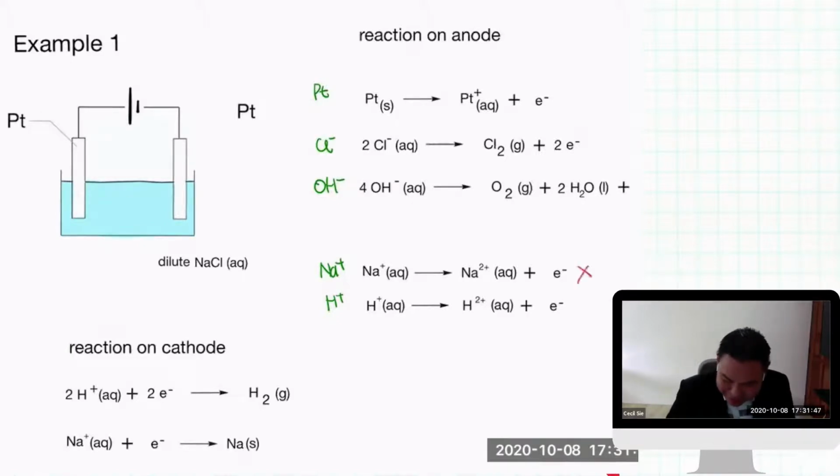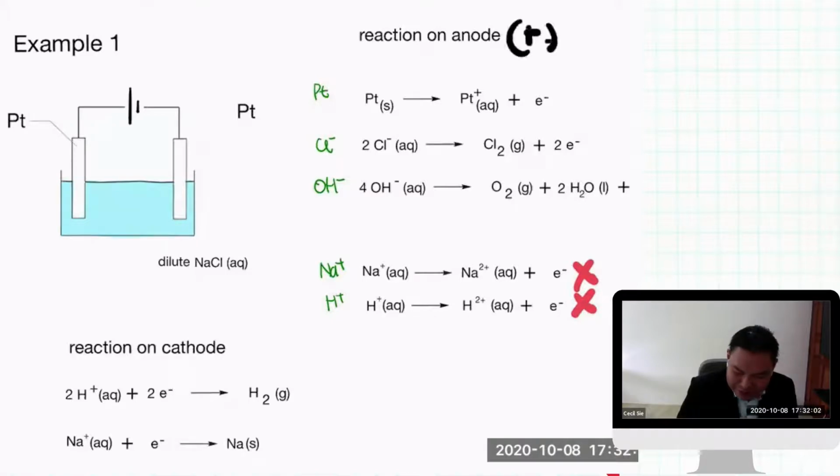Na plus and H plus. They won't react. Reason? Very simple. This anode is positive. This anode is positively charged. Na plus and H plus are positive. They will get repelled. They won't go near there. They will be repelled by the charge on the platinum.